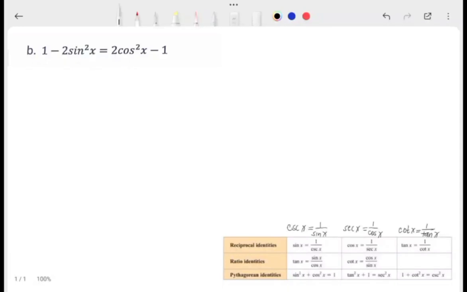Problem B. In proving identities, 1 minus 2 sine squared x must be equal to 2 cosine squared x minus 1. To prove this expression, we use the Pythagorean identity, sine squared x equals 1 minus cosine squared x, to expand the expression. This will result in 1 minus 2 quantity 1 minus cosine squared x.